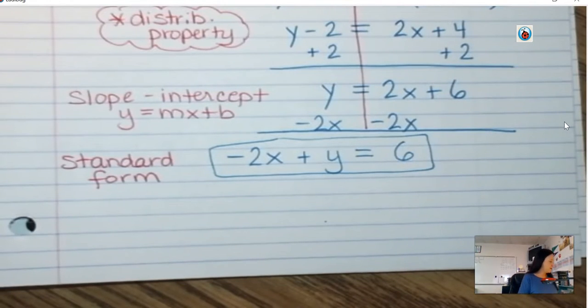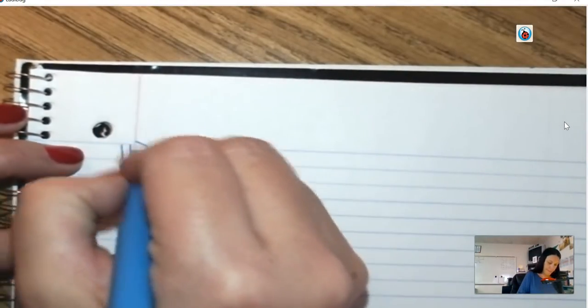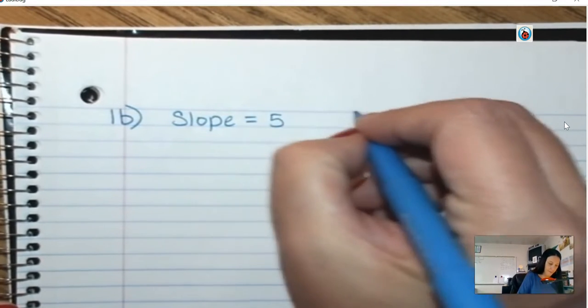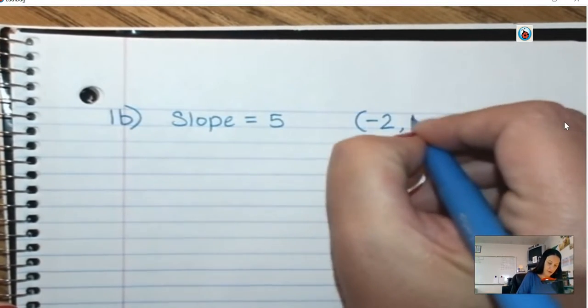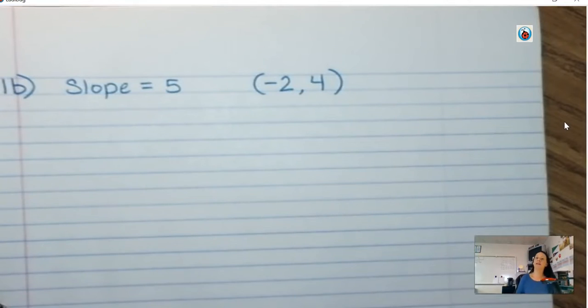Okay, we're going to try another one like that. The slope is 5, and negative 2 comma 4 is on the line. I have a line that goes through negative 2, 4, and it has a slope of 5. I need to put it into standard form.